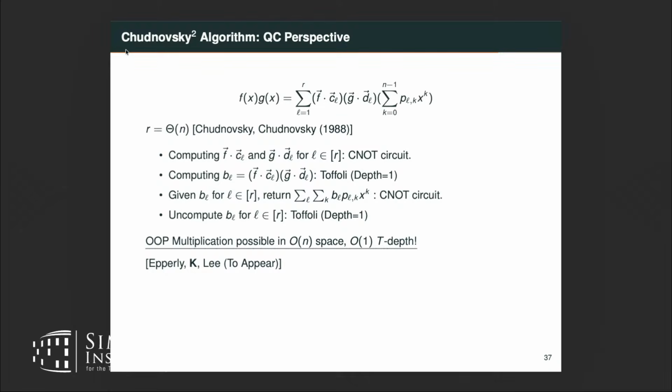using linear space, actually. It should be noted that this argument works no matter how large the R is. So even if R is quadratic in n, this would still have been a constant Toffoli depth, but the space would have blown up to be n squared.